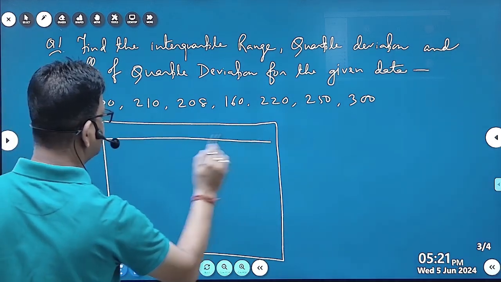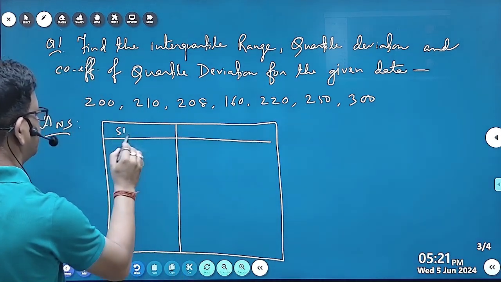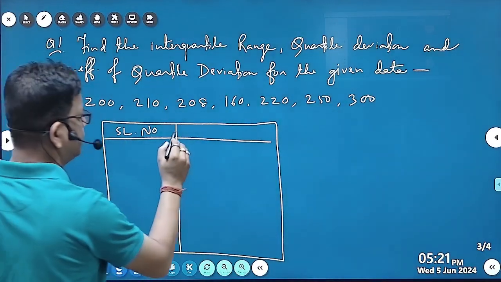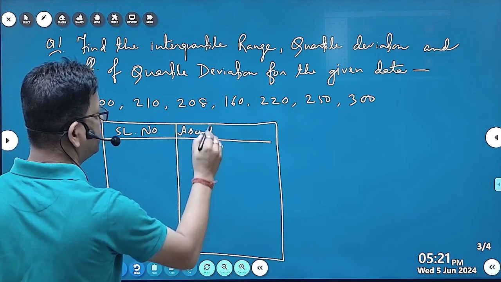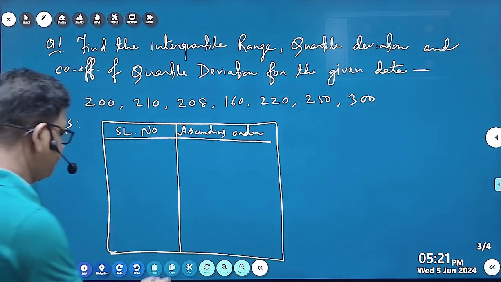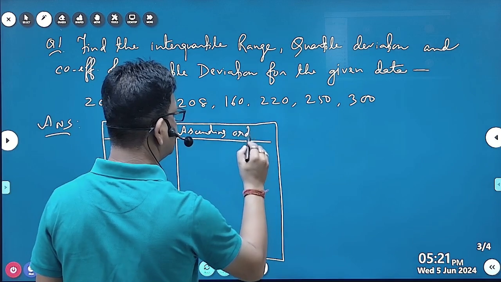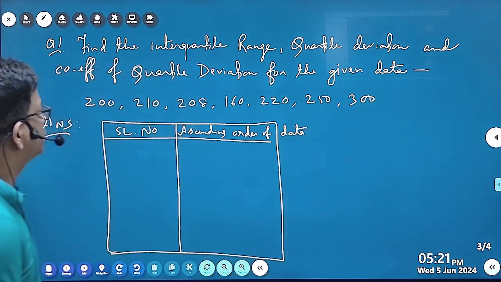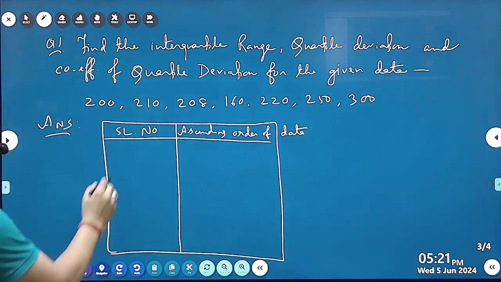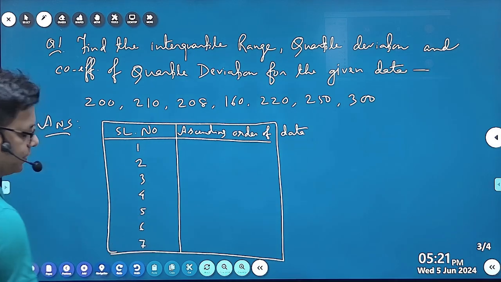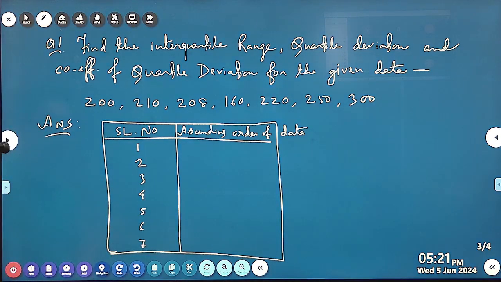What you need to do is write their serial numbers in order. Now what order? Order means either ascending or descending, preferably we do ascending order, or increasing order. I hope you all know that. So we arrange them in increasing order of data. Total how many? 1, 2, 3, 4, 7. So the serial numbers are 1, 2, 3, 4, 5, 6, 7. Done? Now ascending order, smaller to bigger.